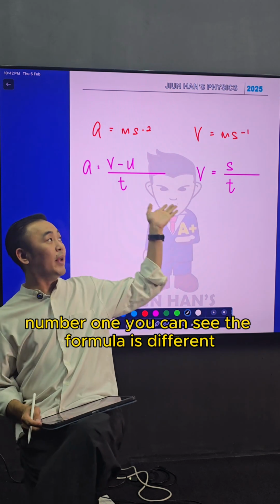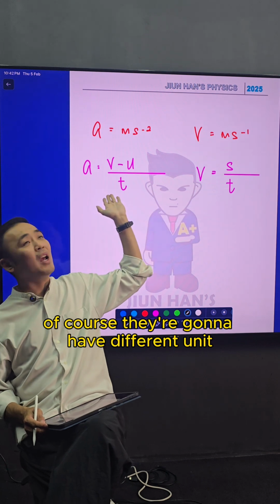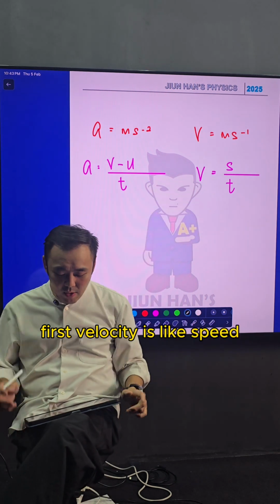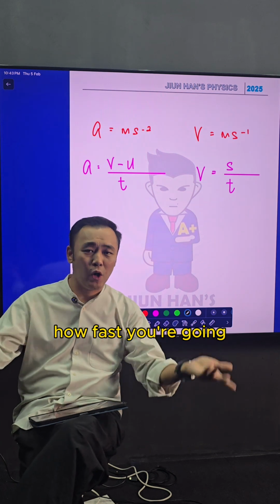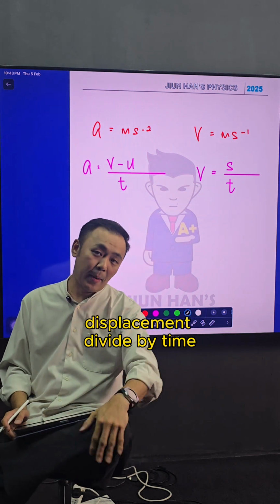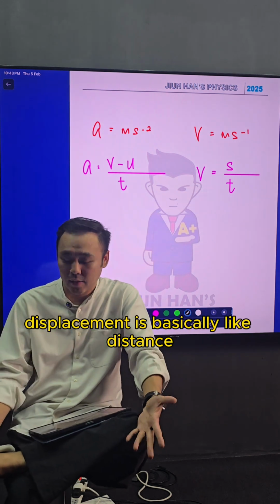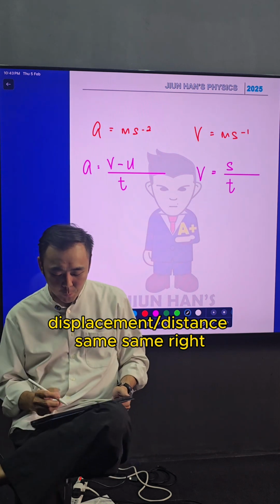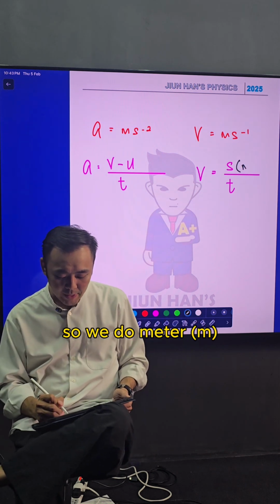So simple as this, number one, you can see the formula is different. Of course, they're going to have different units, am I right? First, velocity is like speed. How fast you are going. So how do we calculate velocity? Simple, we do S over T. Displacement divided by time. Now displacement is basically like distance. So what's the unit we do here? Displacement, distance, same, right? So we do meter.